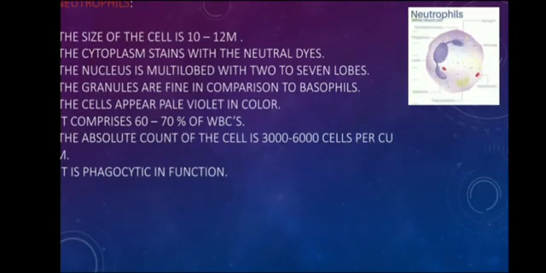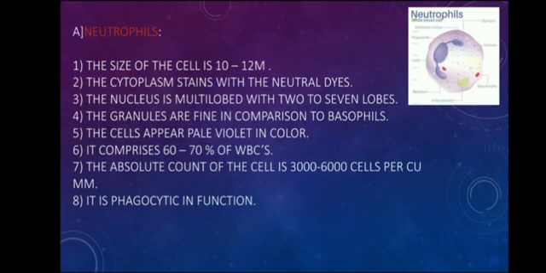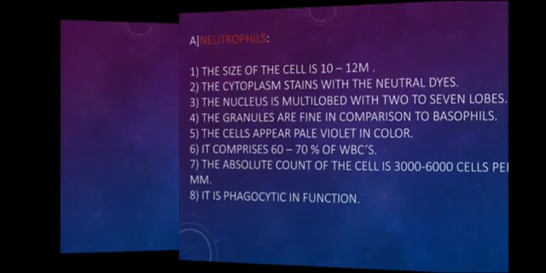Among them, neutrophils are 10 to 12 micrometer in size. The cytoplasm stains in a neutral manner. The nucleus is multi-lobed, with 2 to 7 lobes. The granules are very fine compared to basophils. The cells appear pale violet in color. It comprises 60 to 70% of WBC. The absolute count of the cell is 3000 to 6000 cells per cubic millimeter. It is phagocytic in function.